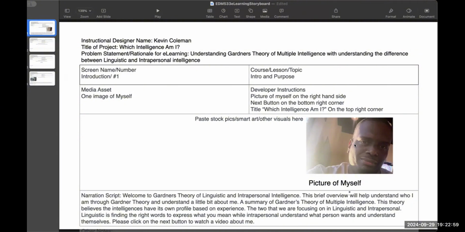In the midst of this, I gave a small summary about what this theory is, which basically is the belief that intelligence has its own personal background based on experience. Now, because there are multiple theories about this, I wanted to focus on the intrapersonal and the linguistic. The intrapersonal one helps people understand who they are and what they want from themselves, versus a linguistic person, who is basically finding ways to express what they mean. So I gave the learner a guideline: instead of just focusing on all of them, we're going to narrow it down to the two.